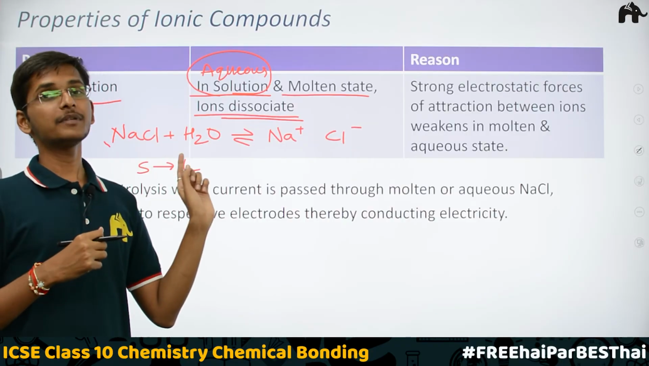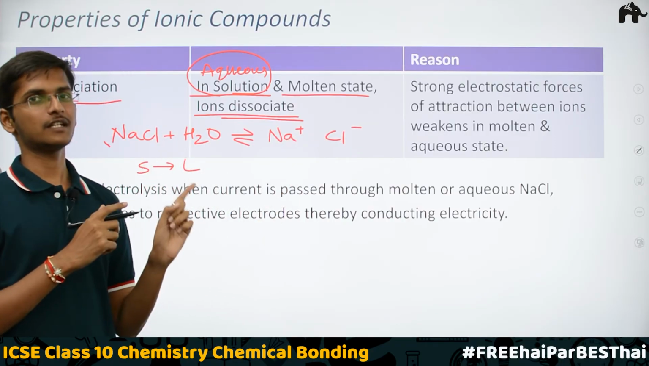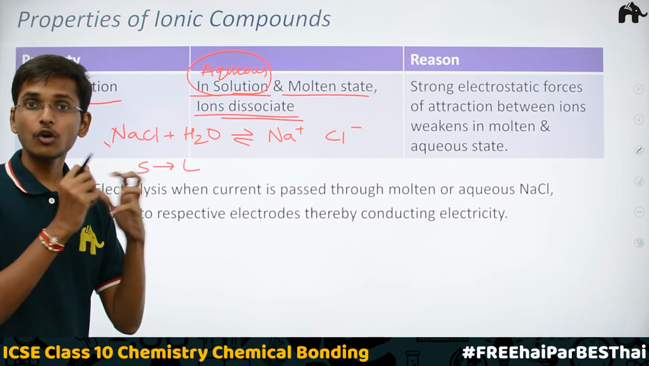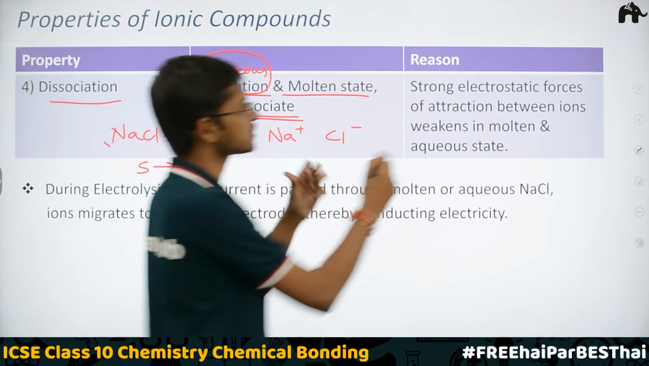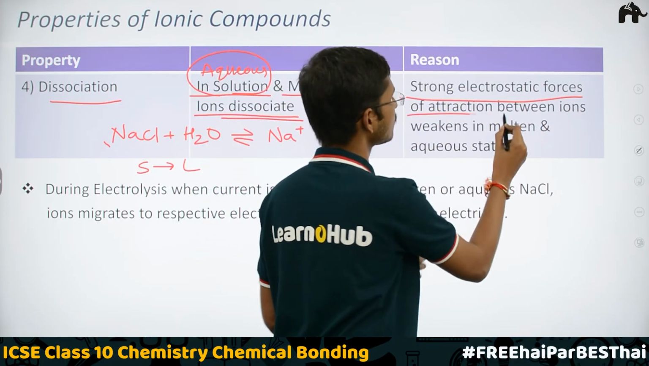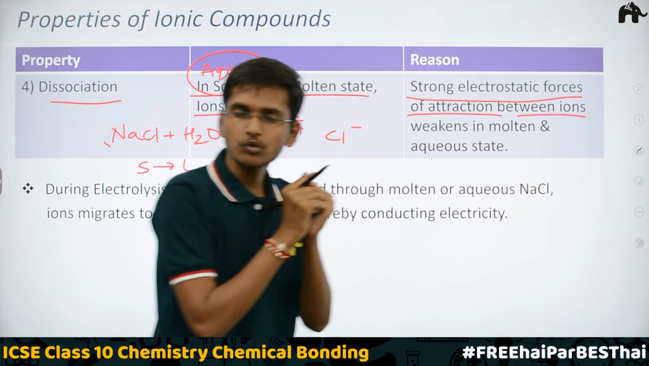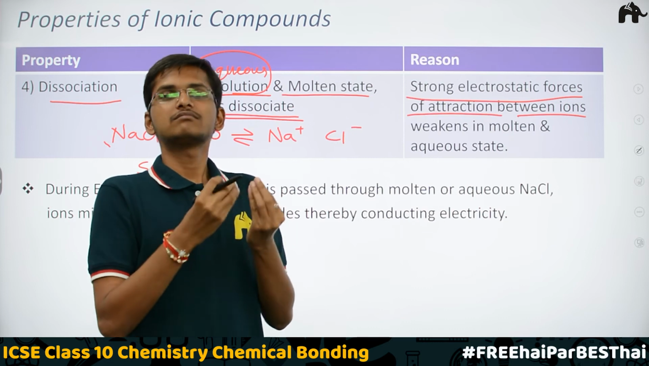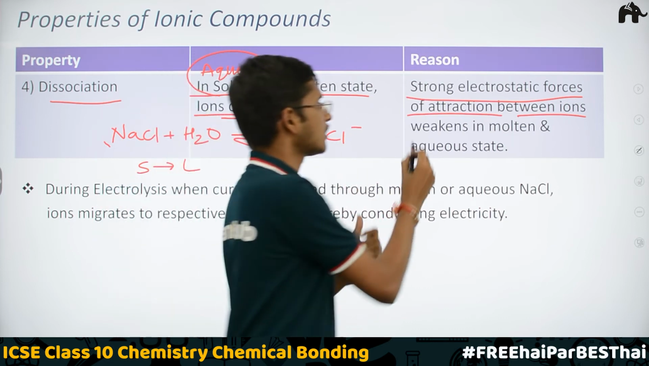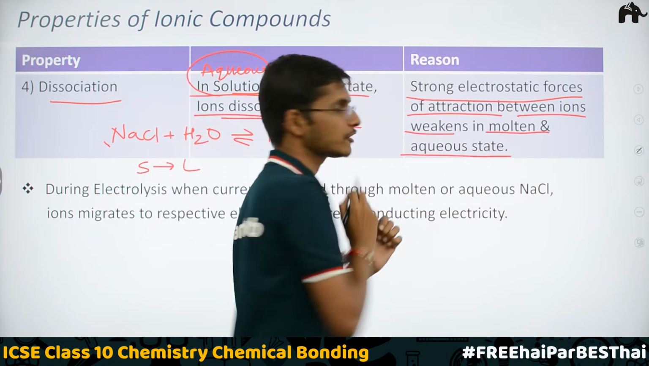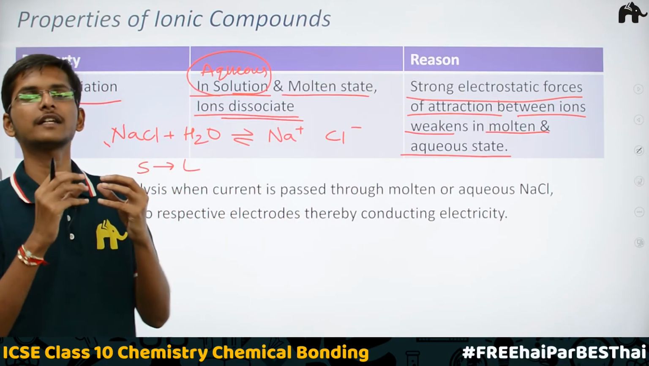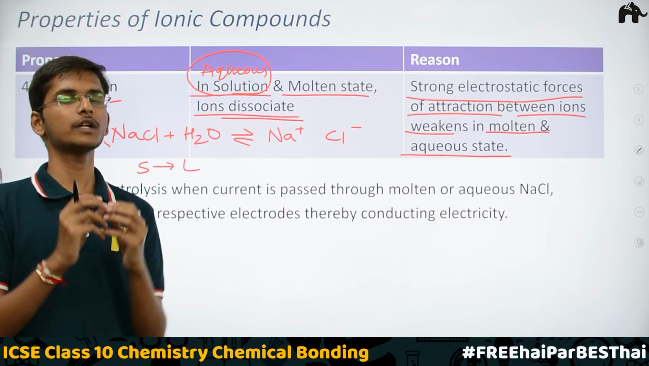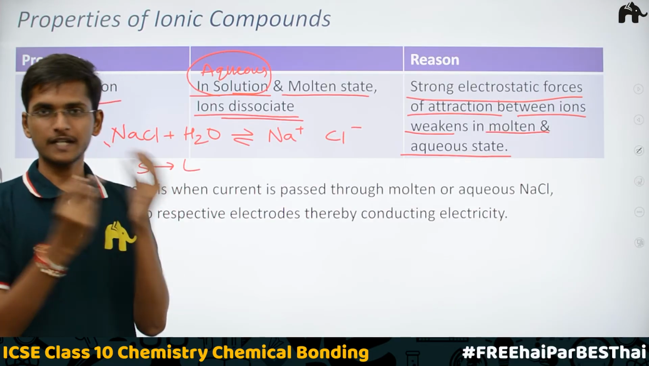And why is this happening? Because, for the very reason I told you right now, they are not bonded to each other very strongly. The strong electrostatic force of attraction which was between the ions has been weakened in molten and aqueous state. Now since it is weakened, the ions are somewhat free to move. The ions become mobile, the ions can move.